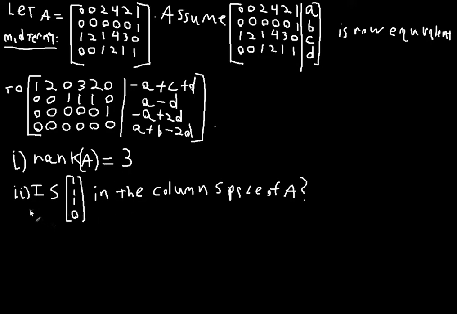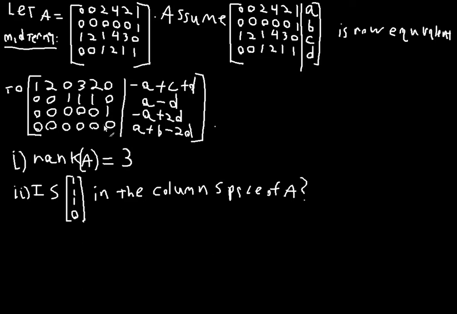Now the second thing they asked is, is this particular vector here in the column space of A? So if it was in the column space, how would we check that? Well, we would write this augmentation here, where A is 1, B is 1, C is 1, and D is 0. And then we would row reduce to check to see if we get any pivot positions over here on this row reduced version of the augmentation.